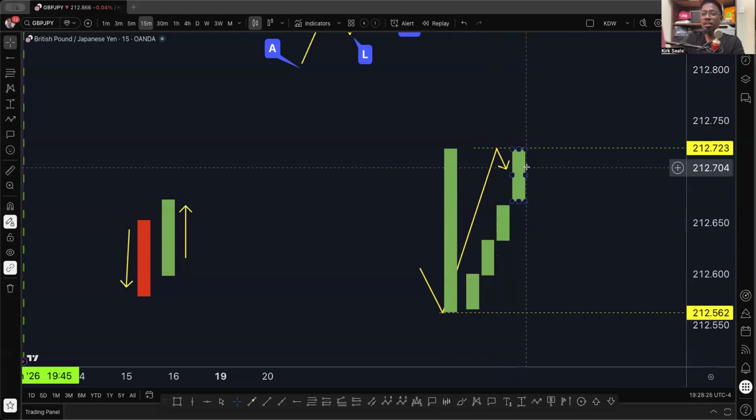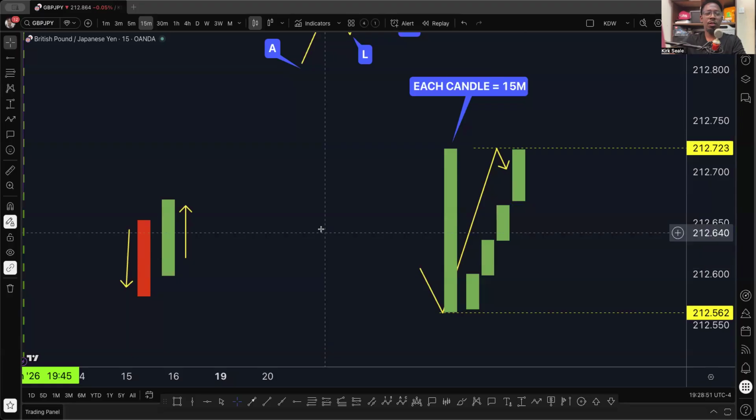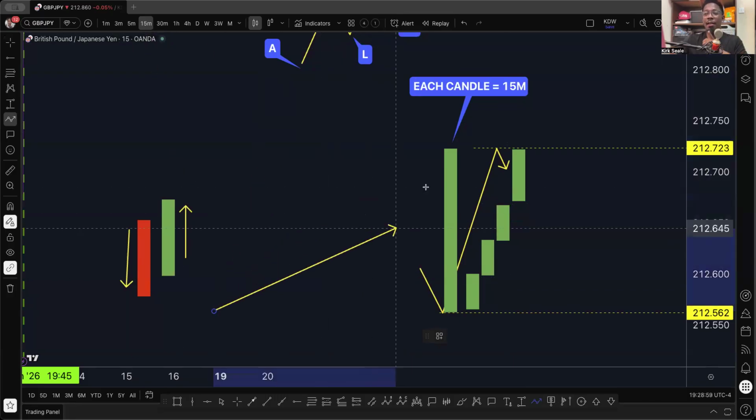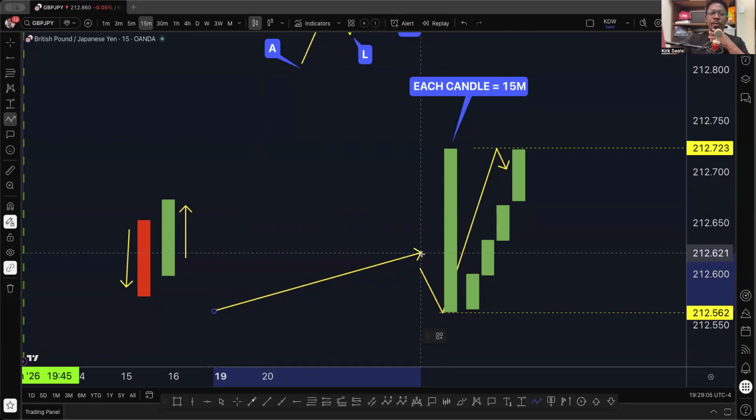All right. This could take us an hour to get up there. Are we good? All right. So let me just put this little note here. Each candle that we're talking about right now equals 15 minutes. All right, cool. Right now we are viewing these candlesticks on the 15-minute time frame, which means every candlestick takes 15 minutes to form.